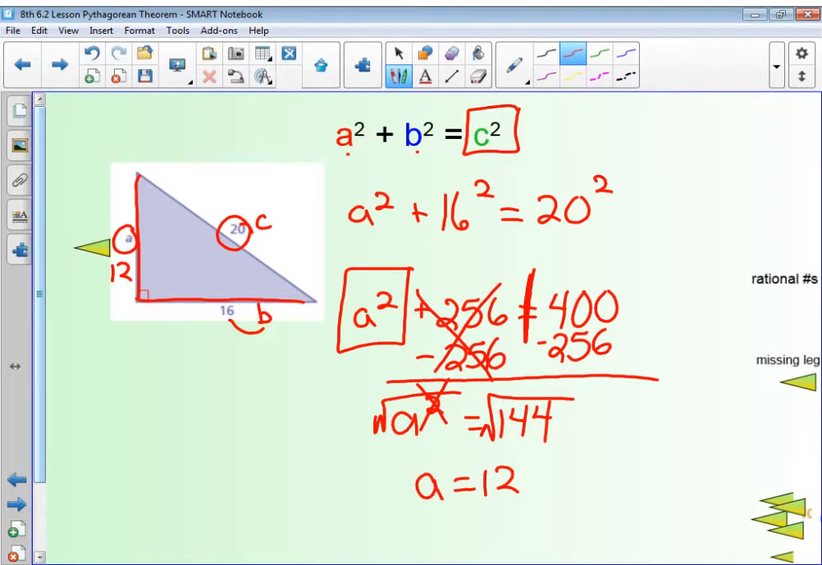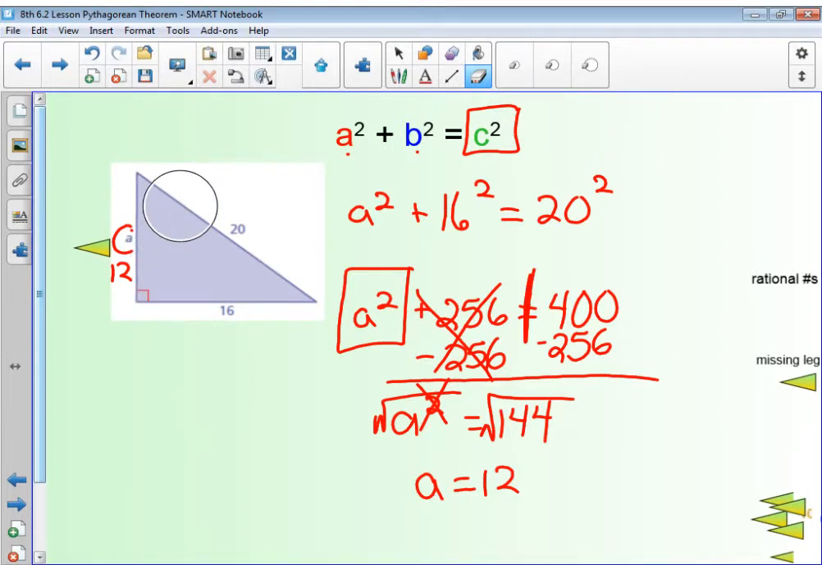That makes sense. It's my shortest side. When I'm looking at it, I can visually see that it is my shortest side, and that is my smallest number. Okay, so the part that's different here than those very first ones that we did is now we're solving for the A or the B.